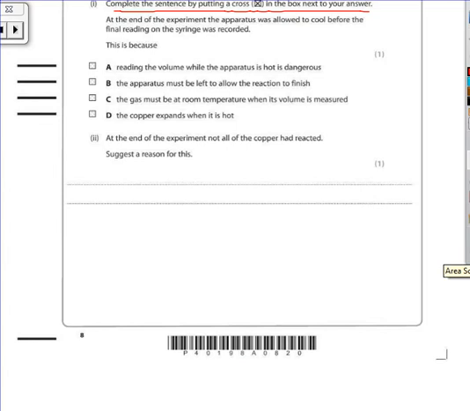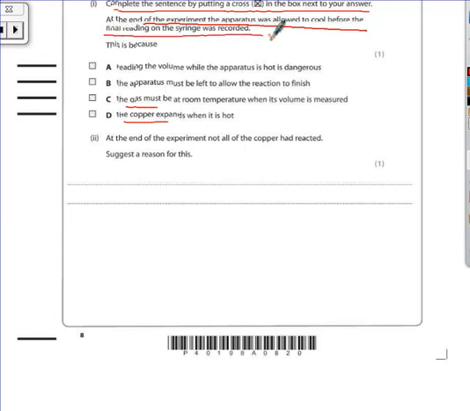the gas must be at room temperature. The copper expands when it's hot. The apparatus must be left. Reading the volume while the apparatus is hot is dangerous. Okay, let's read the question. At the end of the experiment, the apparatus was allowed to cool before a final reading was recorded. So the answer to this one is C.